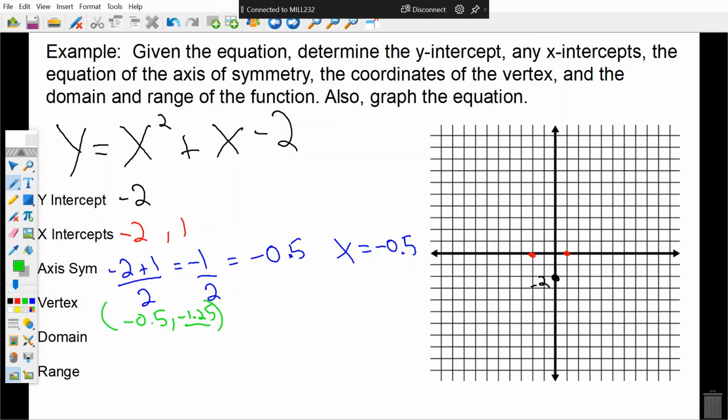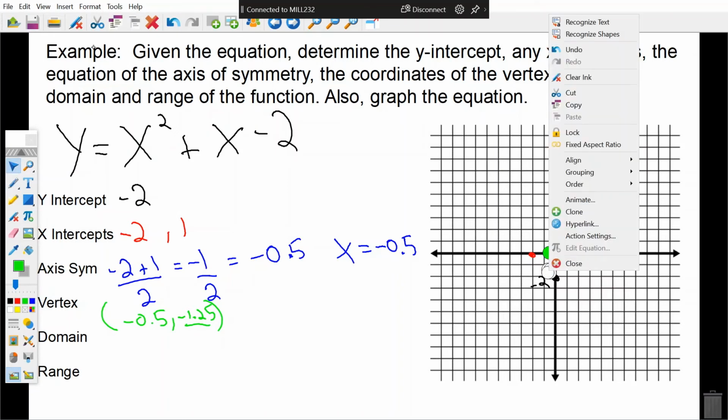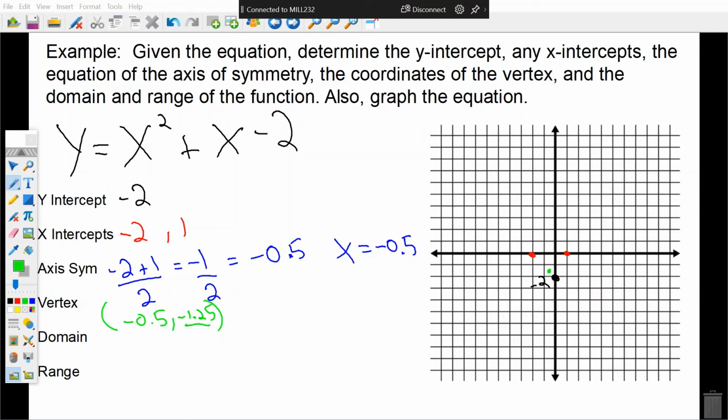Right there. Okay. And again, I can't be exact here with the decimals, but I'm just trying to be as close as I can. Now, remember, the vertex is either the minimum or the maximum point, depending on if the graph opens up or down. This graph, we can see the A is positive. This graph opens up.